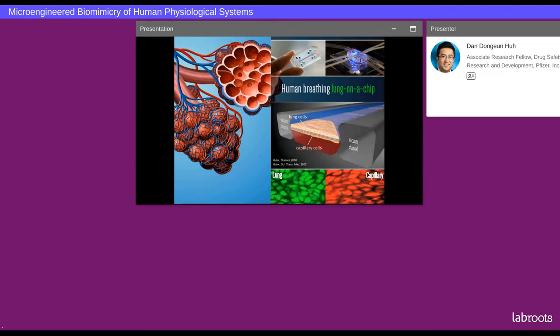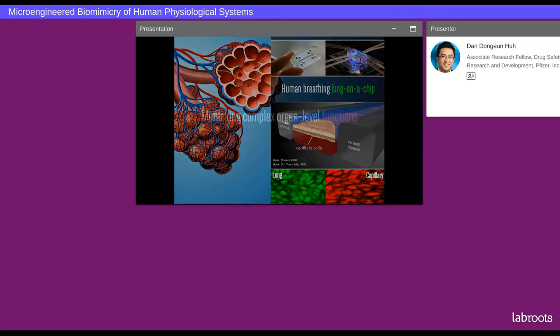So this is actually a human breathing lung on a chip system that we published many years ago. This is actually the photo of the device. If you look at the cutaway view of the device, there are two cell culture chambers separated by a thin porous membrane. So in this system, we culture human lung cells and capillary cells on either side of the membrane to mimic the structure of the alveolar capillary interface. We also use these hollow vacuum channels to stretch the tissue layers to mimic breathing motions in this man-made microfluidic device.